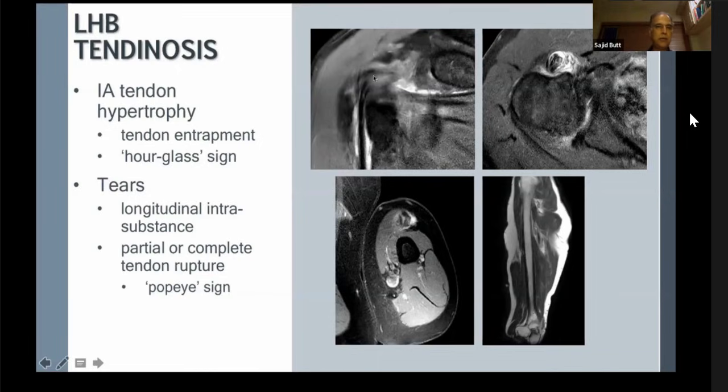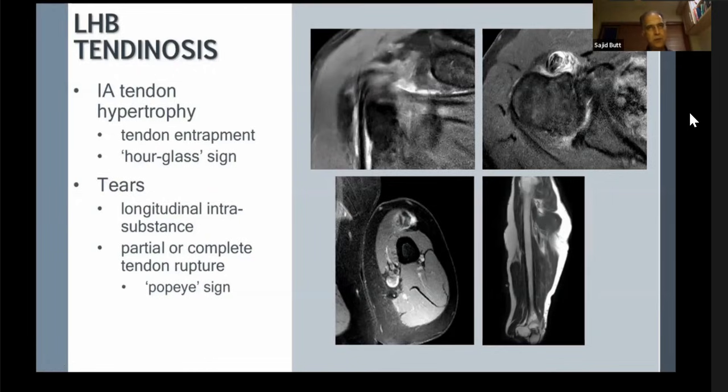If you don't take care of it, what happens? It's an abnormally thickened tendon, so it can get swollen and it can get torn. And once you get a tear of the biceps tendon, you can see that it's all curled up in the midsection of the arm. The biceps belly is all curled up, and this is the so-called Popeye sign.